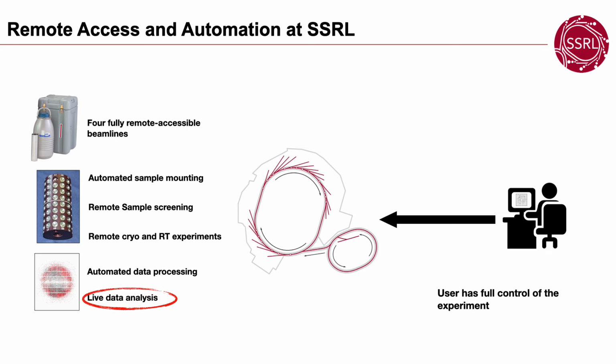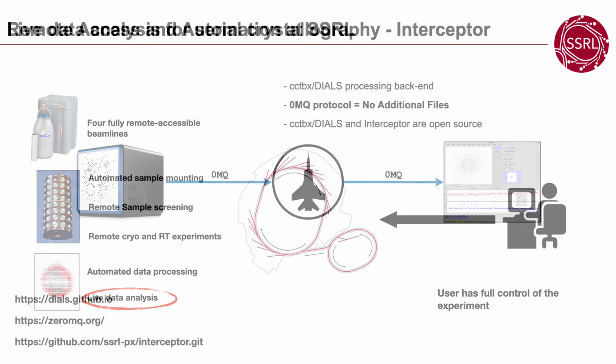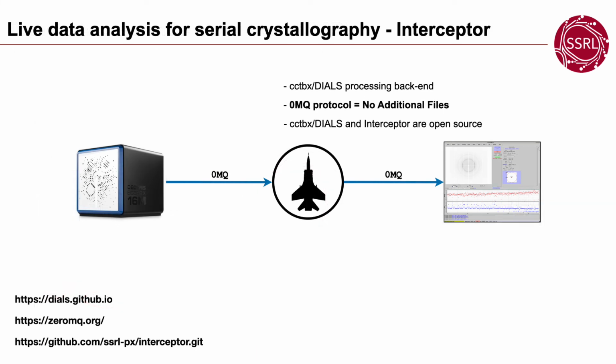But let me mention the live data analysis for a moment. It is carried out by a program called Interceptor that has been very recently implemented at SSRL. It is based on the popular Dials data processing package developed by the Dials group at the Diamond Light Source in the United Kingdom. ZeroMQ protocol is used to move data from the detector to the software. The images are recorded to files, but otherwise no additional files are recorded, which greatly speeds up the process. Both Dials and Interceptor are open source, with links to all the repositories shown below.